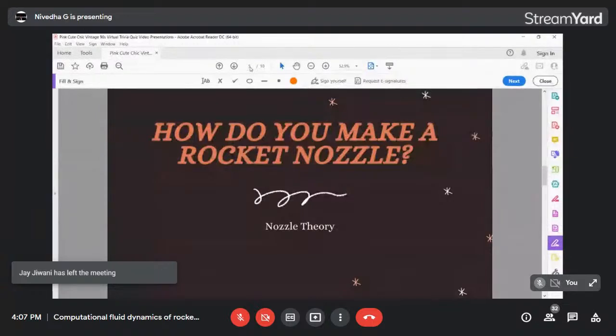So, how are you going to design the nozzle? Whenever you're going to design a nozzle, you're going to fix your throat diameter. Say, for example, you're having a throat diameter of 50.